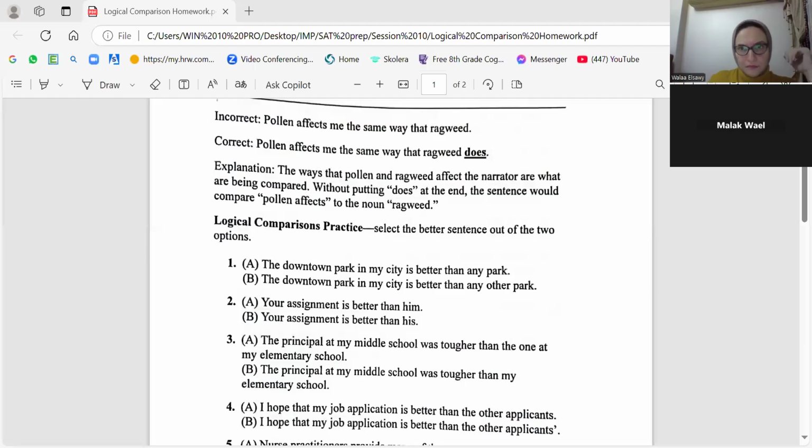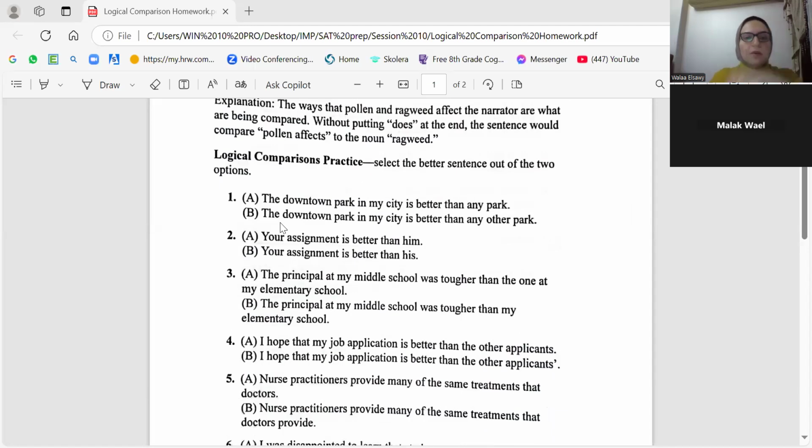Okay, so here, question one is B. So we're talking now about logical comparisons. Why is it B? Because first of all, it says the downtown park in my city is better than any other park. And in the first choice, it says better than any park, which makes more sense in choice B.